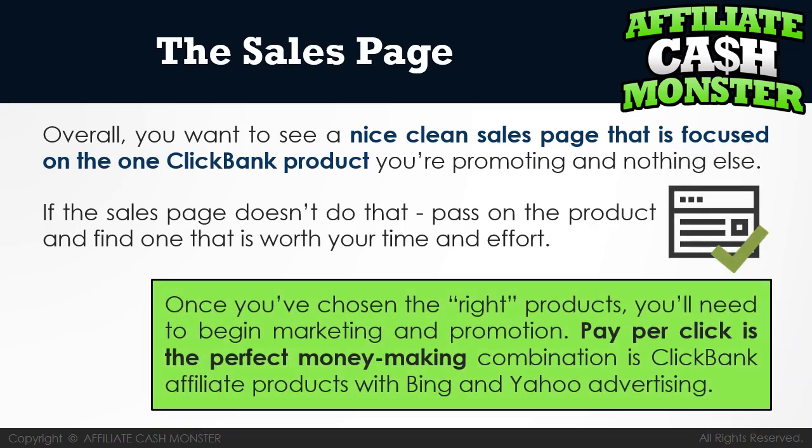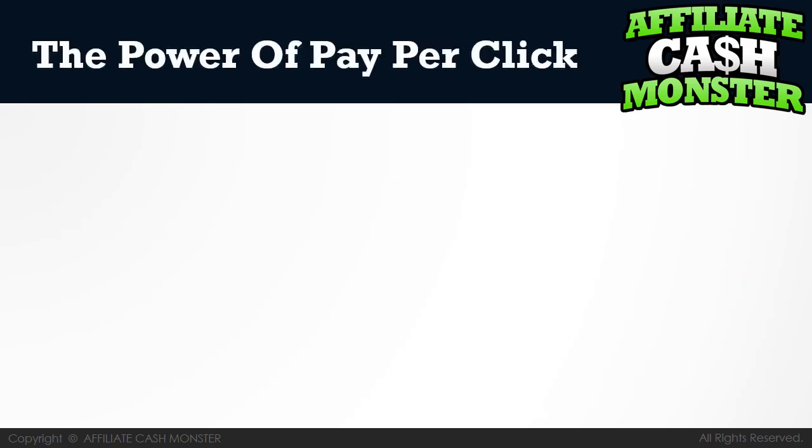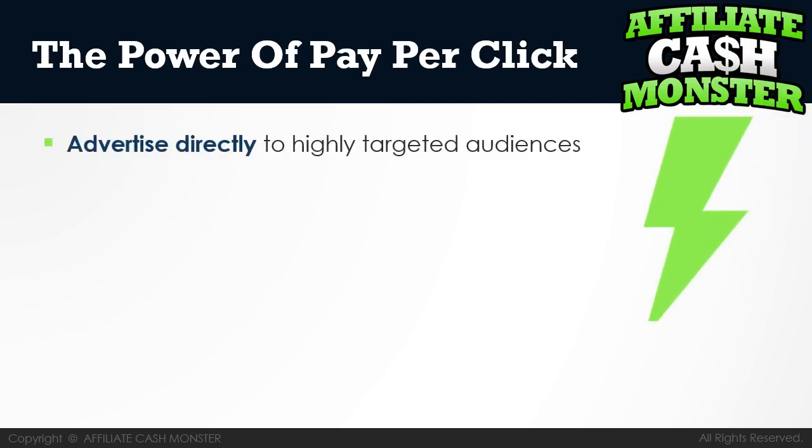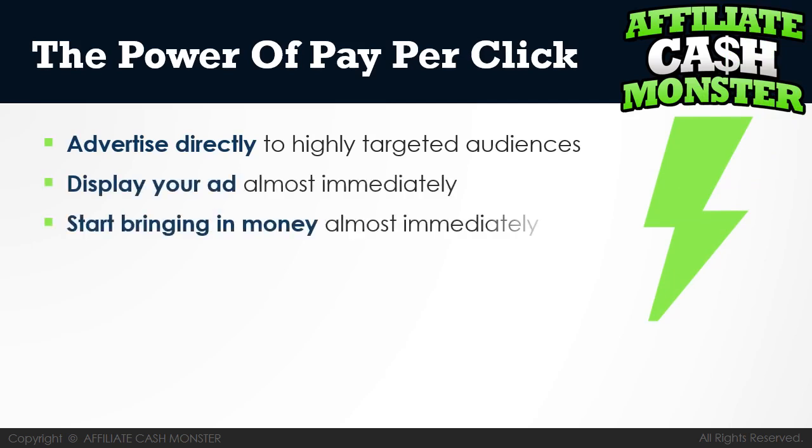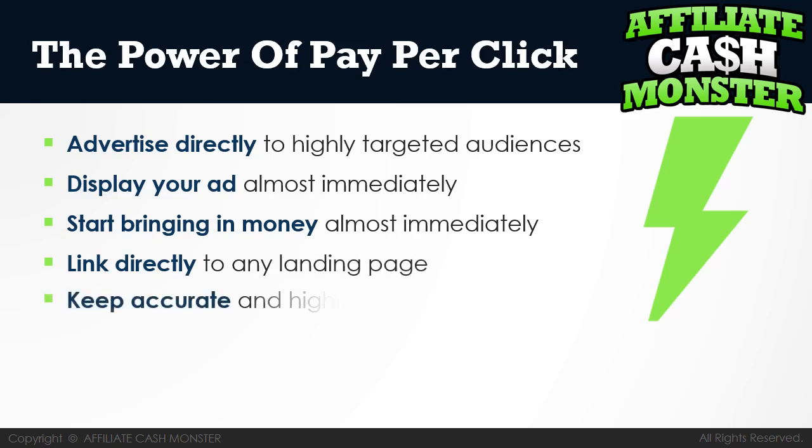Once you have chosen the right products, you'll need to begin marketing and promotion. And since there's no more effective and profitable method than using pay-per-click, the perfect money-making combination is ClickBank affiliate products with Bing and Yahoo advertising. The power of pay-per-click is undeniable. It allows you the ability to advertise directly to highly targeted audiences, display your ad almost immediately, start bringing in money almost immediately, link directly to any landing page, keep accurate and highly advanced ad statistics.